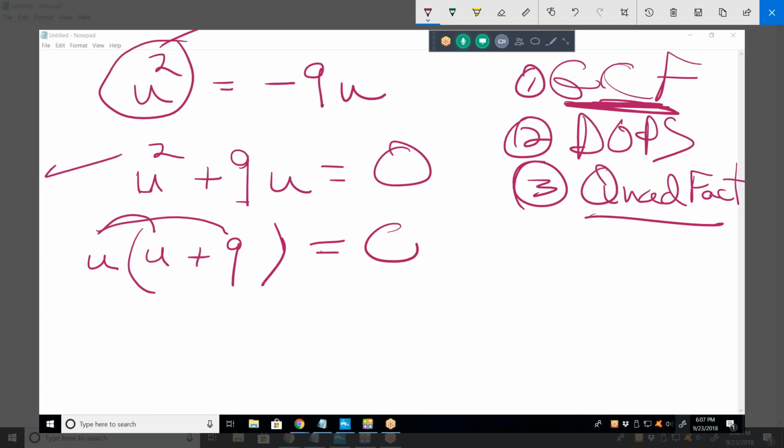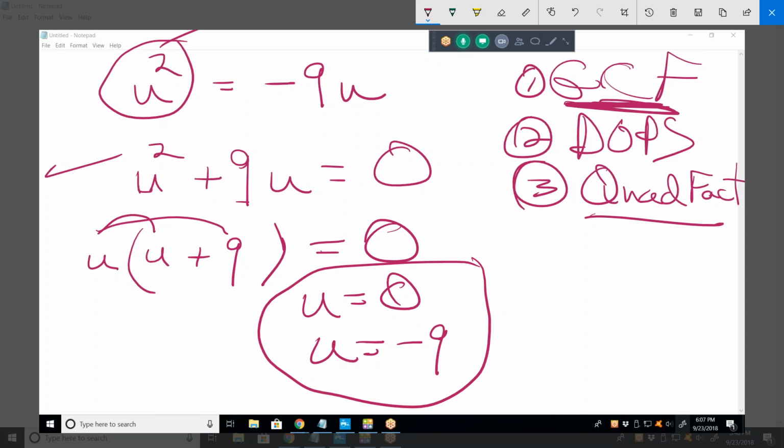Okay? Now I got one thing times another thing equals 0. What does that mean? What are my two solutions? You got it. Now, those are the two actual solutions. Now, notice that there is a really easy mistake to make here. I made it for years.